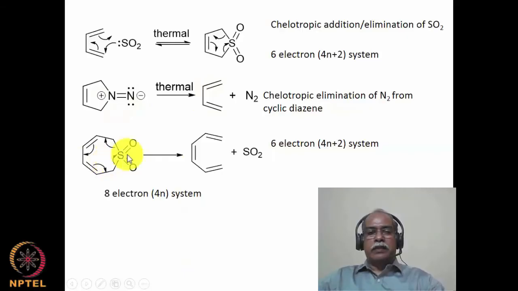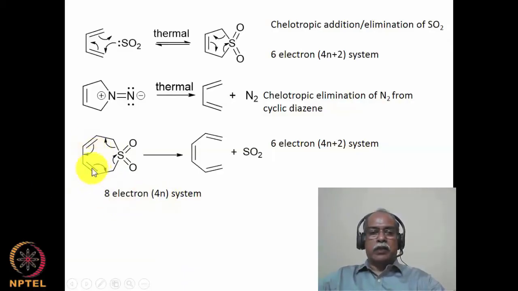Similarly, in this particular case, this is a higher homologue of the first reaction that is shown. The first reaction involves 6 electrons. This reaction involves 8 electrons in the system. As you can see, the number of arrows that are counted here are 4 arrows. So 4 times 2, 8 electrons are involved in the reaction.